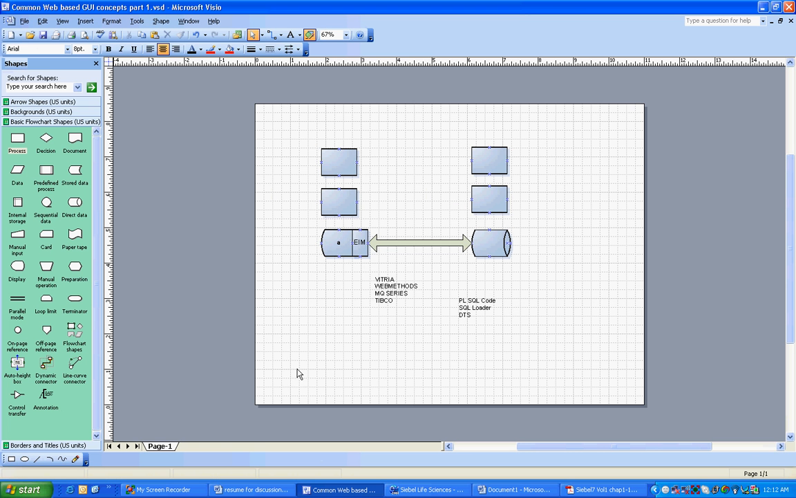Okay, let's say these are two systems. So this is one application. It has three layers. This is the other application. It has three layers: GUI, business logic, and database.